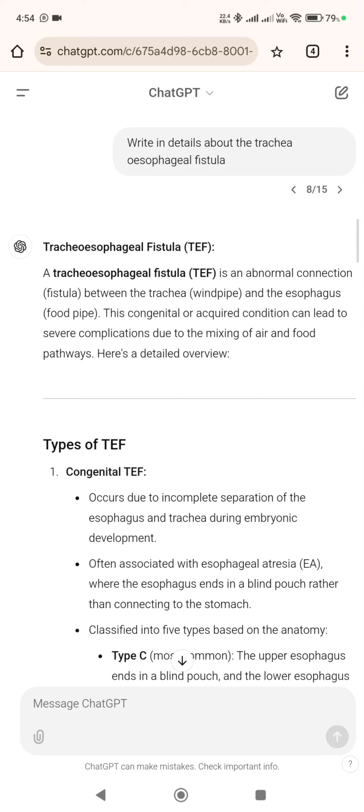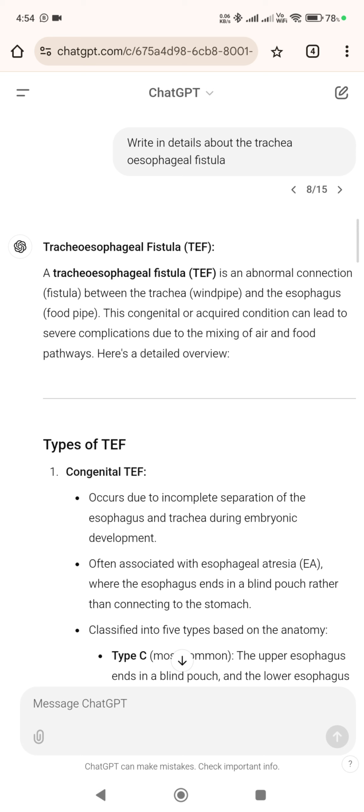Tracheoesophageal fistula. A tracheoesophageal fistula, TEF, is an abnormal connection (fistula) between the trachea, windpipe, and the esophagus, food pipe. This congenital or acquired condition can lead to severe complications due to the mixing of air and food pathways. Here's a detailed overview. Types of TEF.